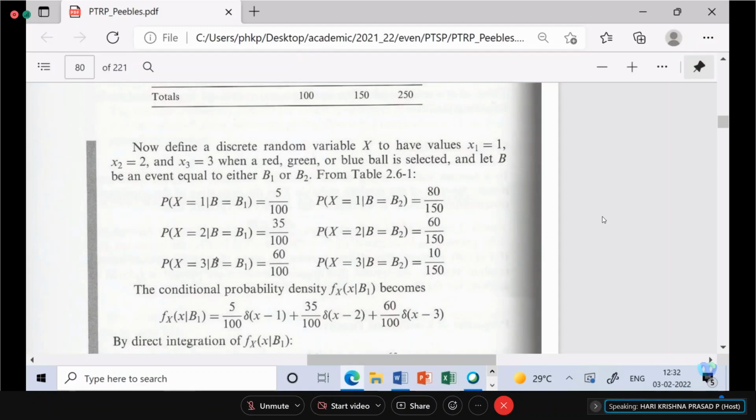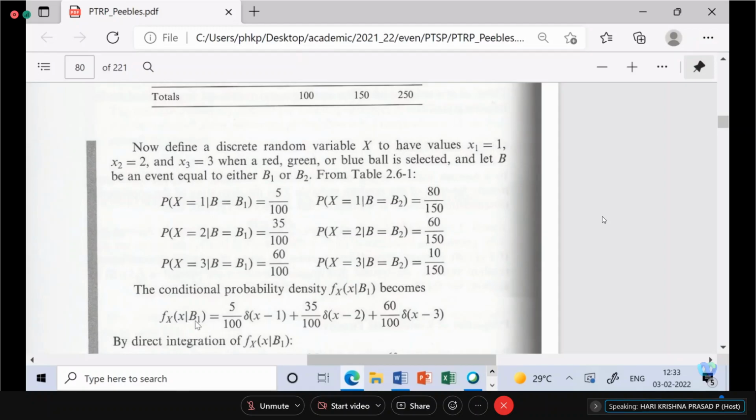What is the probability of x equal to 1? It is 5 by 100. So 5 by 100 times delta of x minus 1 plus 35 by 100 delta of x minus 2 plus 60 by 100 delta of x minus 3. If you see this equation, which I have just read out, you will find that it is the conditional probability density function.